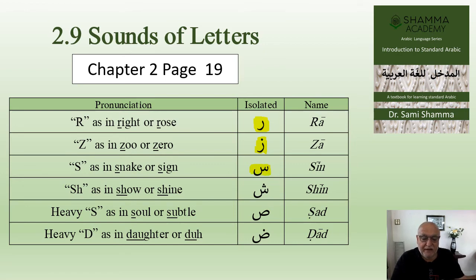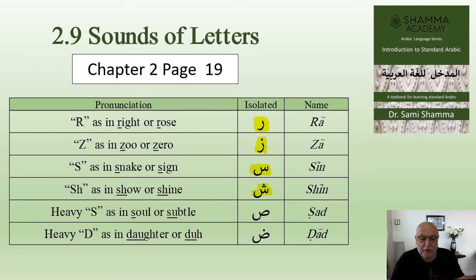The next letter in this group also exists in English, yet it is a combination letter in English. It's the letter sh, as in show, shower, shine, shama. That's my surname. The next two letters do not exist in English, although we do make those sounds.